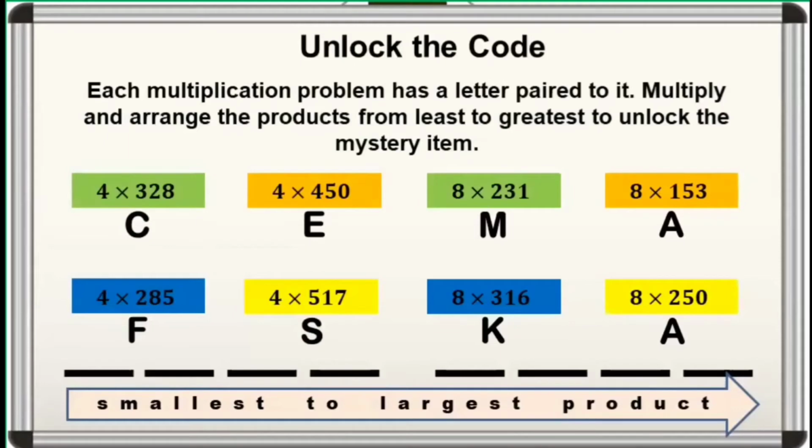We'll start with a simple activity. Each multiplication problem has a letter paired to it. Multiply and arrange the products from least to greatest to unlock the mystery item. You may pause the video to have more time in answering.